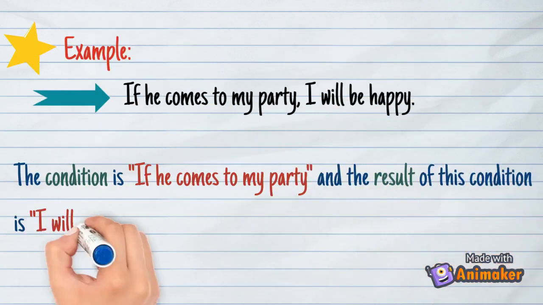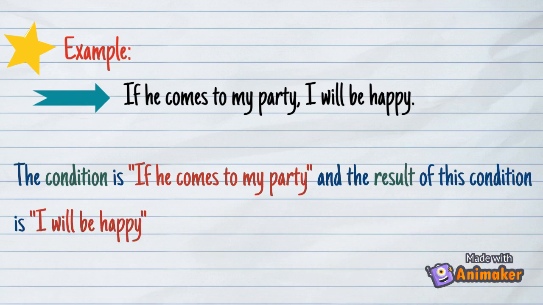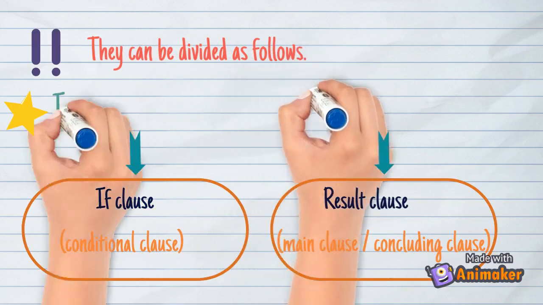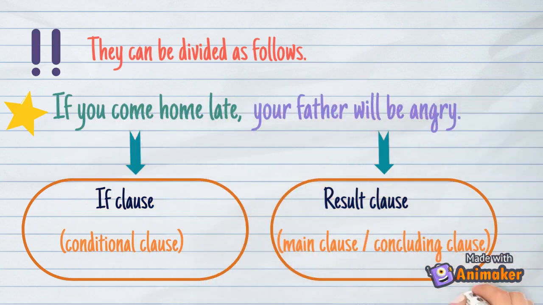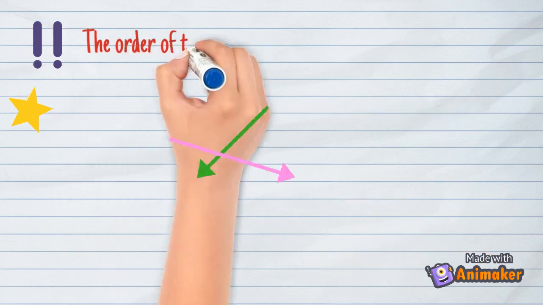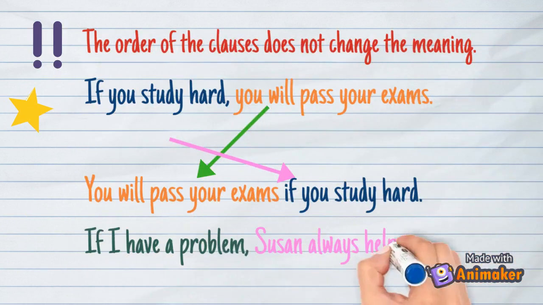Example: if he comes to my party, I will be happy. The condition is if he comes to my party, and the consequence of this condition is I will be happy. They can be divided as follows. If you come home late, your father will be angry. The order of the clauses does not change the meaning.